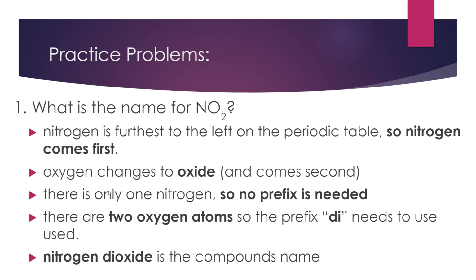What is the name for NO2? Nitrogen comes furthest to the left in the periodic table, so nitrogen comes first. Oxygen changes to oxide and comes second. There's only one nitrogen, so no prefix is needed. There are two oxygen atoms, so the prefix di needs to be used, and so we call it nitrogen dioxide. Okay, so NO2 is nitrogen dioxide.